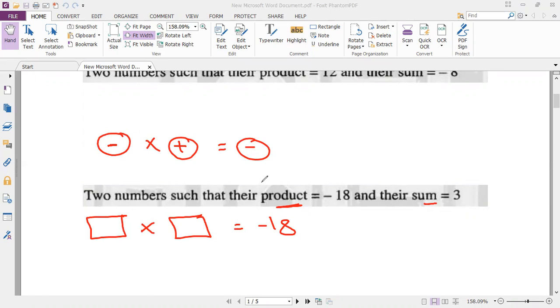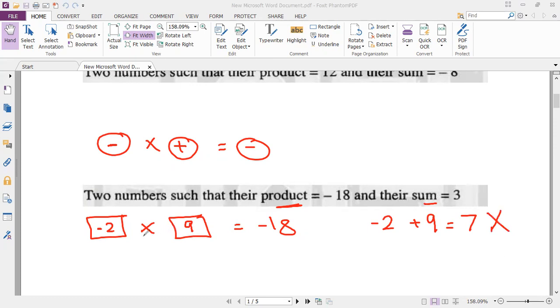Okay, so let's try something like -2 and 9. Negative multiplied by positive equals negative, and 2 times 9 is 18. But when adding them, -2 plus 9 equals 7. And their sum is 3. So this trial is not right.